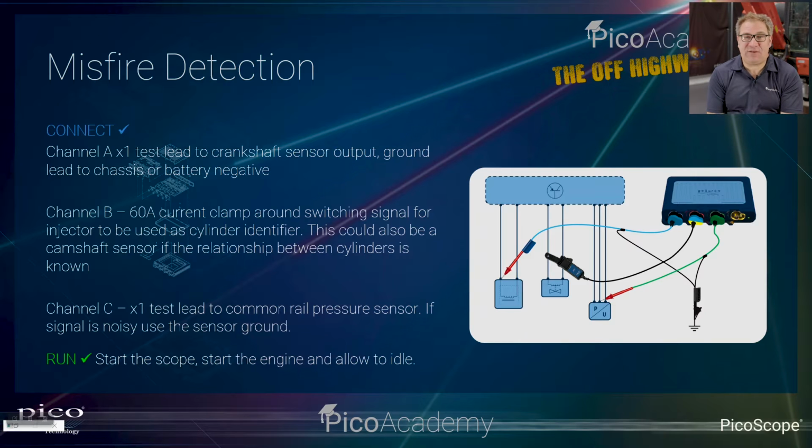Then we've got a 60 amp clamp. So we're looking again at an injector signal here, just so we can see how the cylinders are operating. And then finally we're onto the common rail pressure sensor on channel C. In terms of how we're operating the system to run the test and capture our data, we need to start the scope, remember, but we're going to have the engine started but just running on idle.